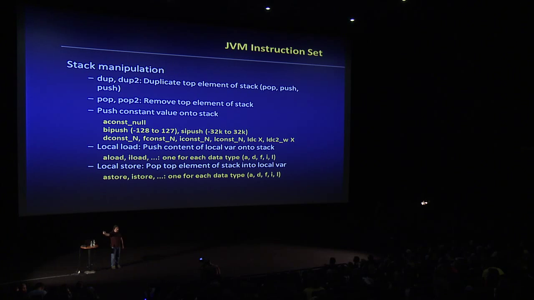So local variables are stored over here in this other space, and then the execution stack. Nothing happens unless it's on the execution stack. So if I put something into a local variable and never put it on the execution stack, great. I assigned that variable once and never used it again throughout the body of the method. And again, there's a load instruction for each of the data types, and there's a store instruction for each of the data types.